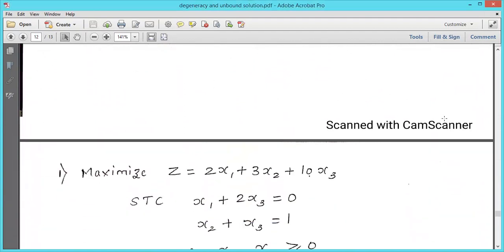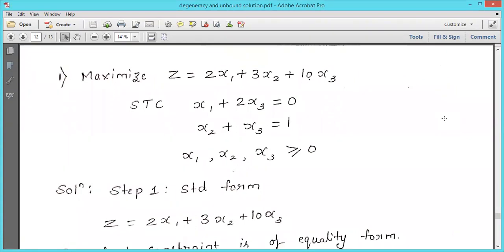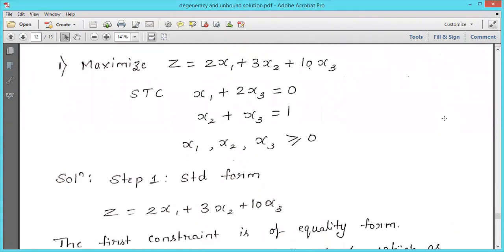So the next example. Here you can see both the constraints have equals. Whenever in the given problem there is an equality type constraint, you first see what variables are present in both the constraints. In the first constraint we have x1 and x3. In the second constraint we have x2 and x3.